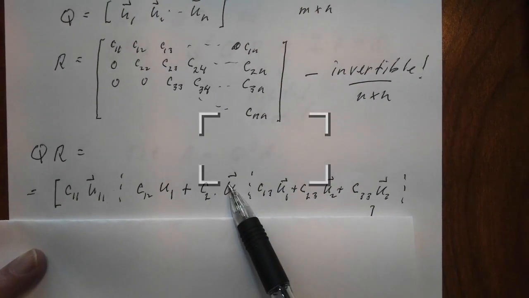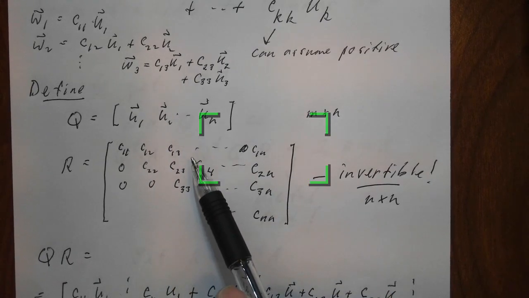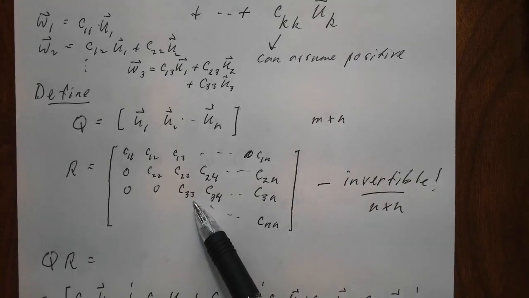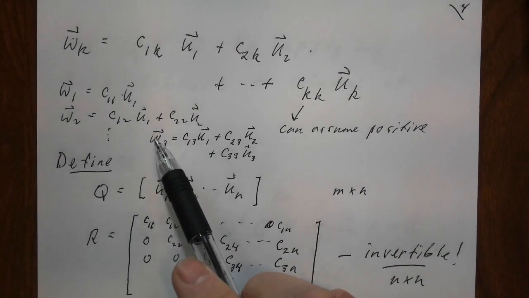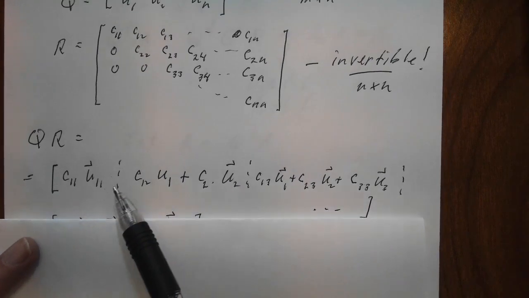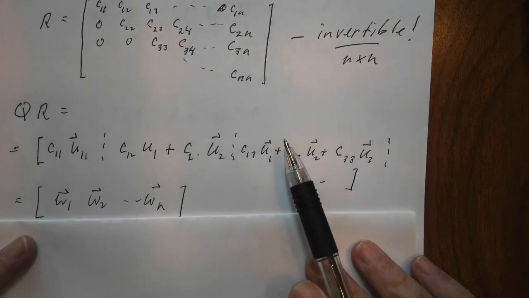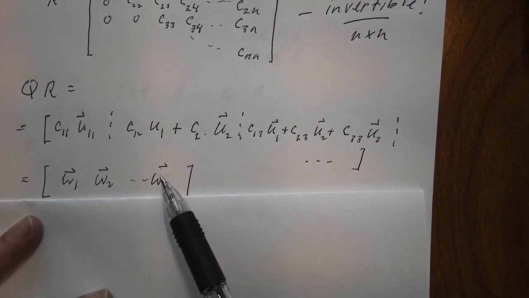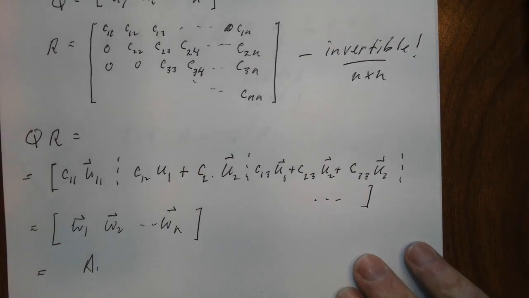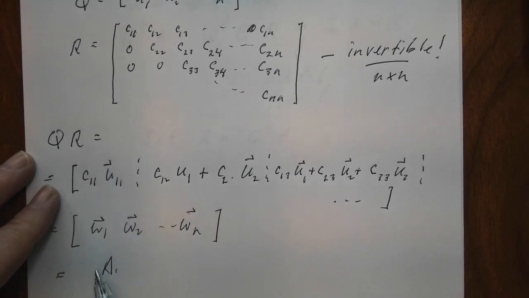That's my second entry. In the next column, I'd have U1, U2, U3, and the constants would be C13, C23, C33, but that's going to give me just W3 right here. And so what happens is that this is W1, this is W2, W3, and so on and so forth up through W sub n. So when we multiply Q times R, we get this, but that's just A. So we have a factorization formula, QR equals A.